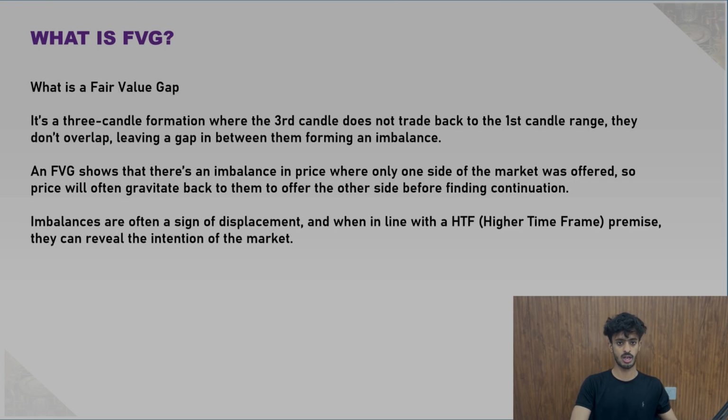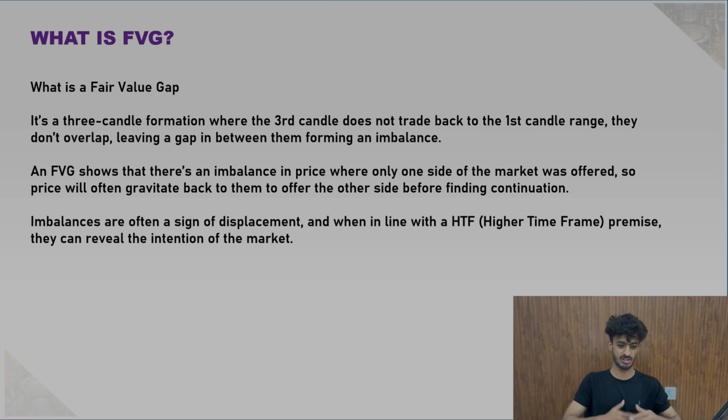So what is a fair value gap? A fair value gap is a 3 candlestick formation where the third candle does not trade back into the first candle's range. They don't overlap, leaving a gap between them, forming an imbalance. I'm going to give you the example later. It is an imbalance in price where only one side of the market has offered. Price will often gravitate back to the other side before finding continuation. Imbalances are often a sign of displacement.